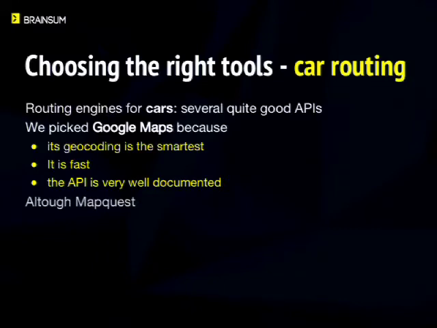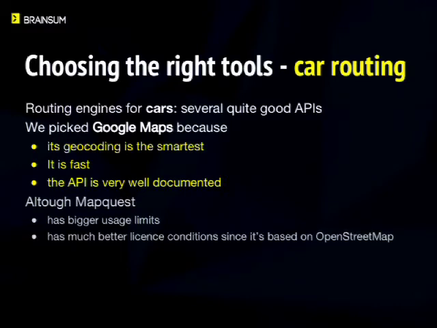Okay. Our second candidate was MapQuest. It has bigger usage limits. Yeah, I have to mention this, because maybe if you start a mapping project, I recommend that you read carefully Google's license policies and usage limits, because the enterprise version is a really expensive thing. So if your needs don't fit the free version, maybe Google Maps is not your choice. But MapQuest has bigger usage limits and much better license conditions because it's based on the free OpenStreetMap data. But in the end, its language support was just not enough for us. And it's very difficult to translate an API. So we decided to use Google.